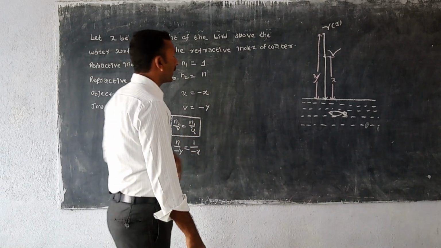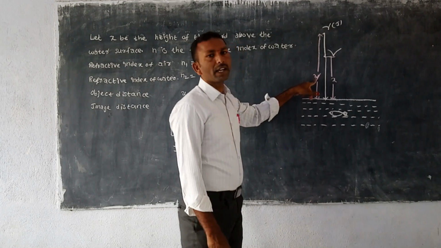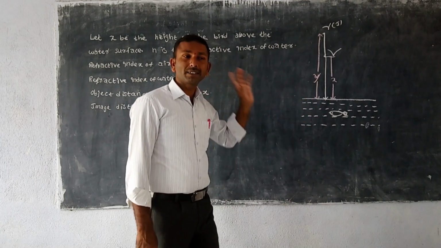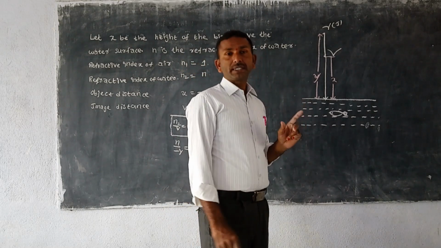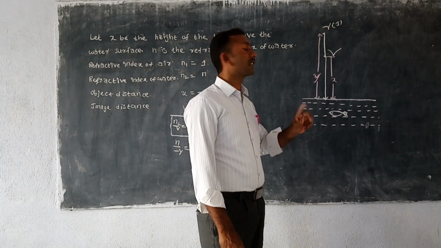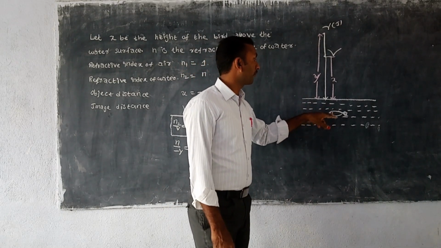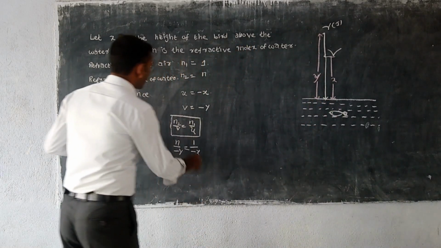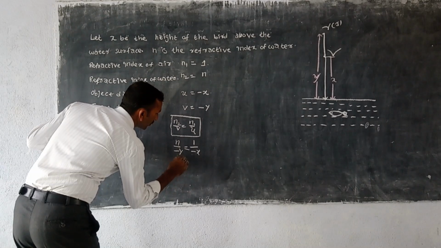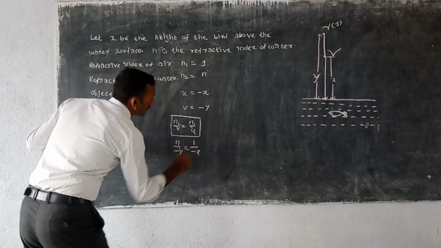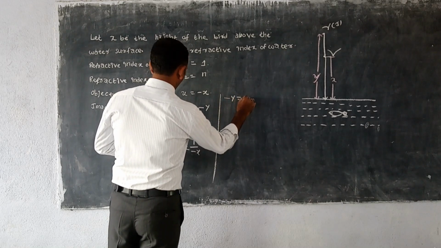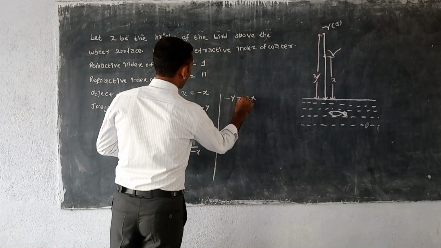And we need which value? We need the Y value. Y value means what? The distance of the image. What is that image? The image the fish is thinking. What is the distance between the bird and the fish as the fish thinks? So we need the Y value. So do the cross multiplication. Minus Y equals to Mx minus X.